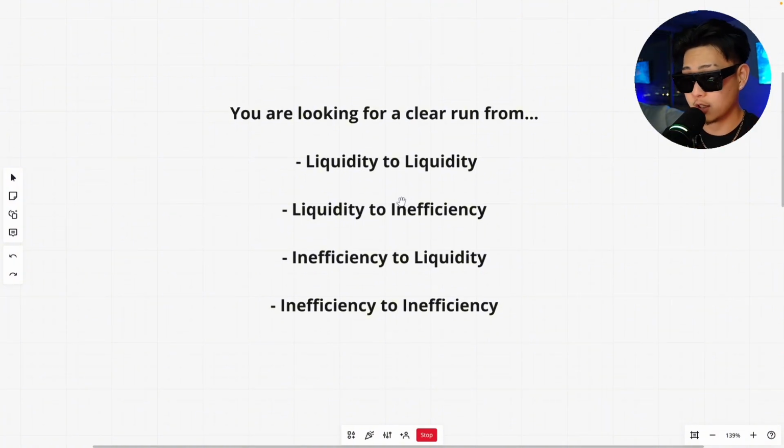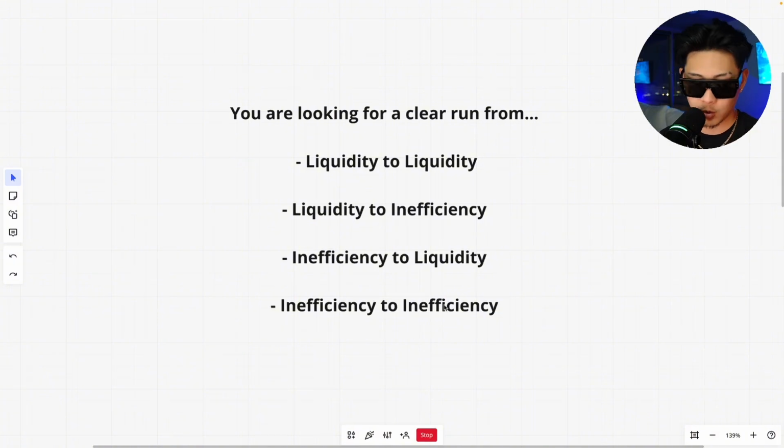And when looking for daily bias, when looking for higher time frame bias, you are looking for a clear run from one of these four things: from liquidity to liquidity, from liquidity to an inefficiency, from an inefficiency to liquidity, or an inefficiency to an inefficiency.